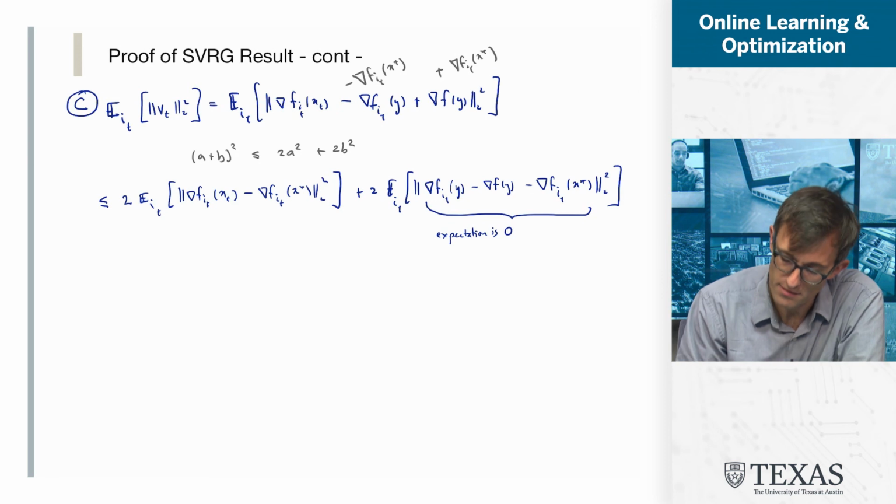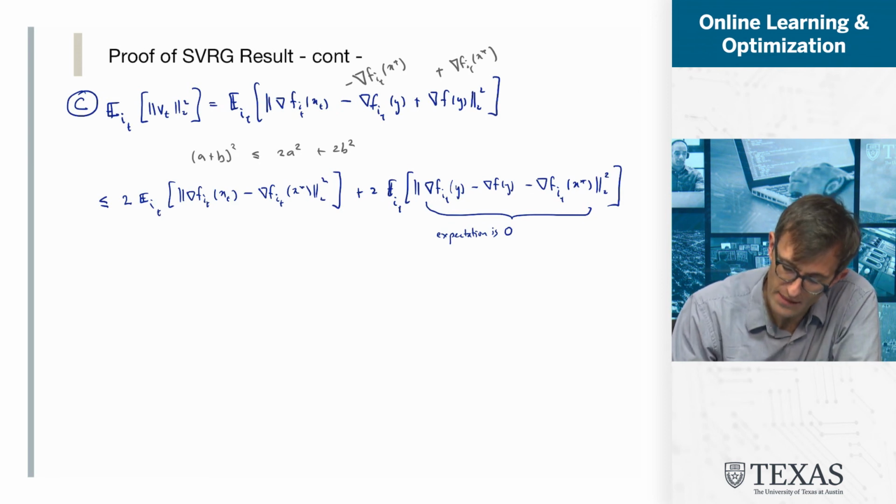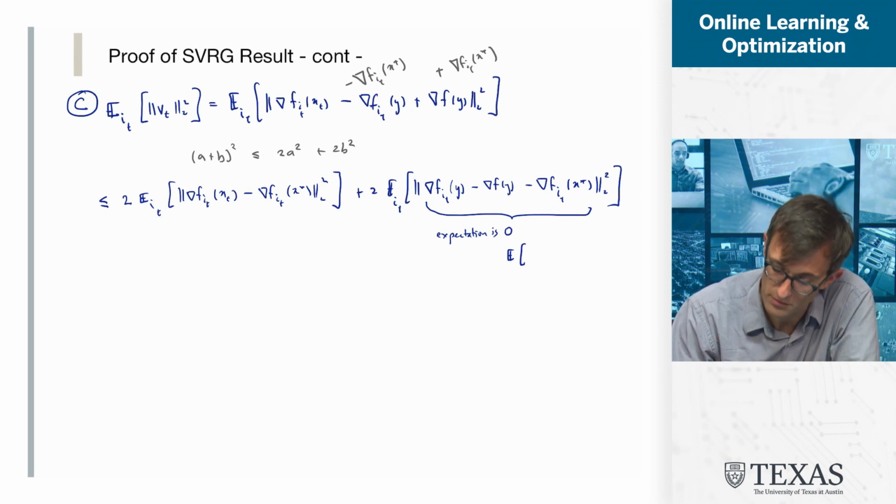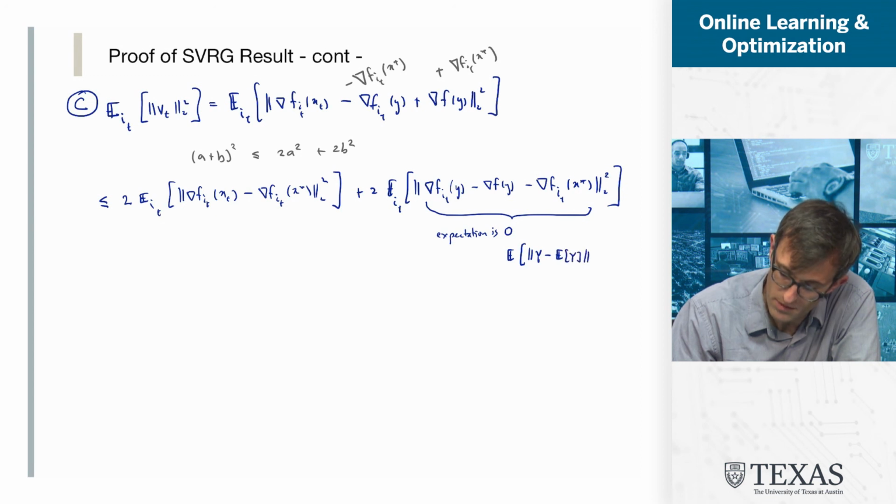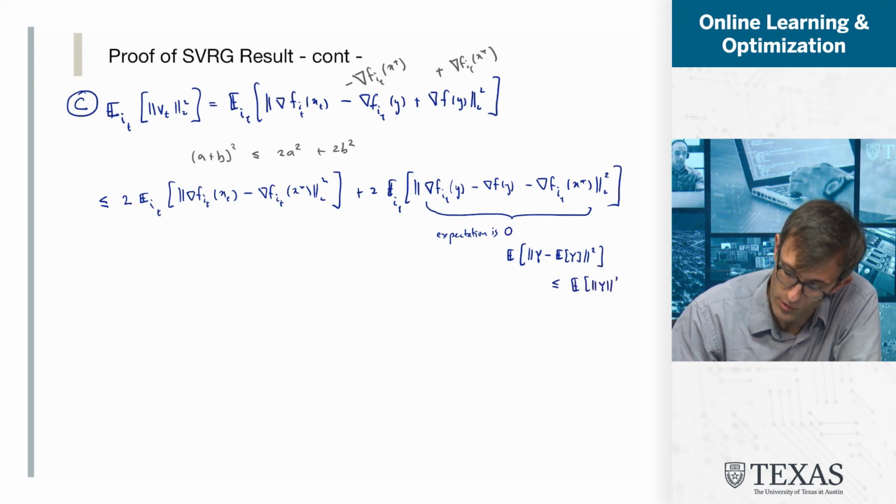So because of this, I'm going to use the fact that the expected value of any random variable minus its expectation, squared, is less than or equal to the expected value of the variable squared.